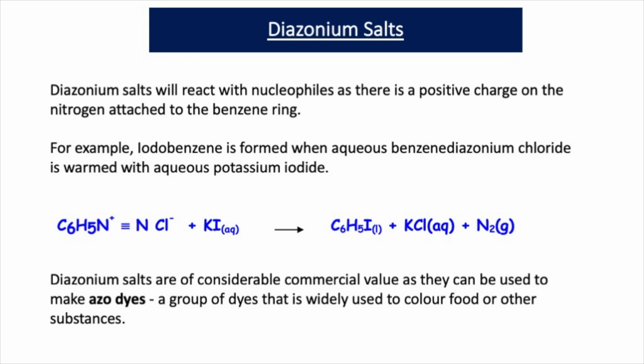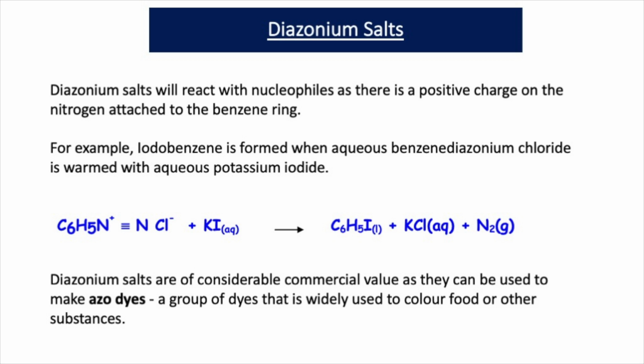Now, as I mentioned previously, one of the major reasons why diazonium salts are important is that this is a form of benzene that will react with nucleophiles because there's a positive charge on the nitrogen attached to the benzene ring. And we've learned previously when we studied aromatic chemistry that benzene normally reacts with electrophiles. So we're able to carry out reactions that we wouldn't be able to do normally because we have a form of benzene that reacts with nucleophiles.